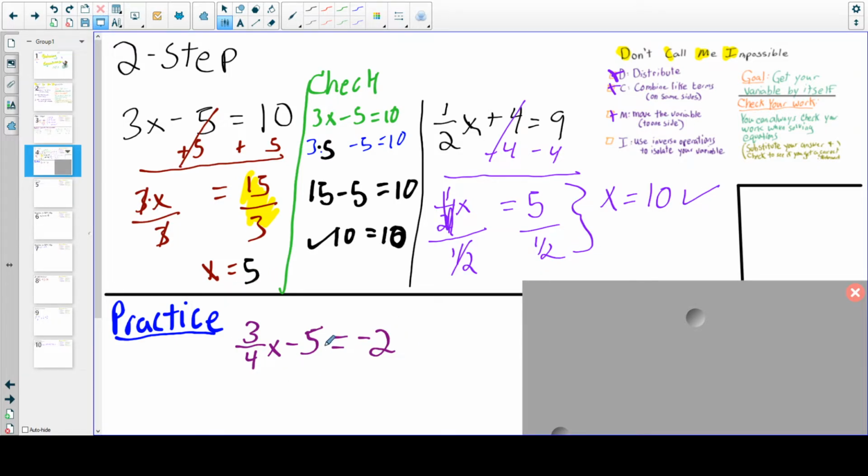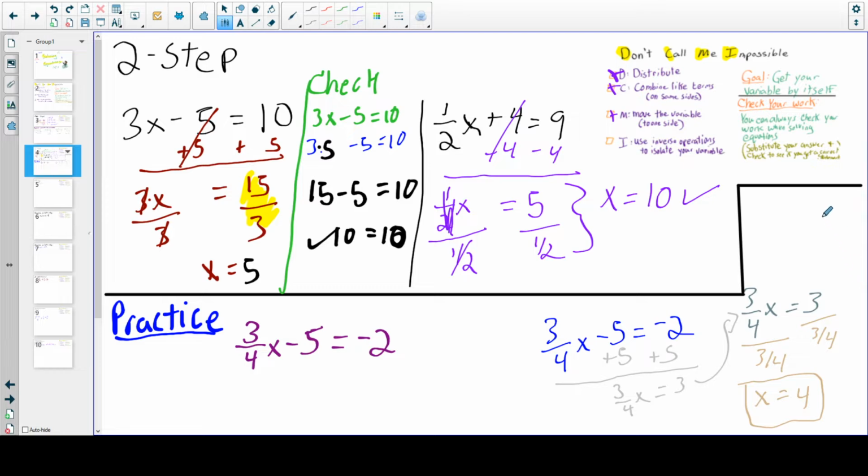Here's a practice problem right over here. Try it on your own. It's very similar to both of these questions. Try to pause the video and figure it out. All right. Here's the answer to that question.